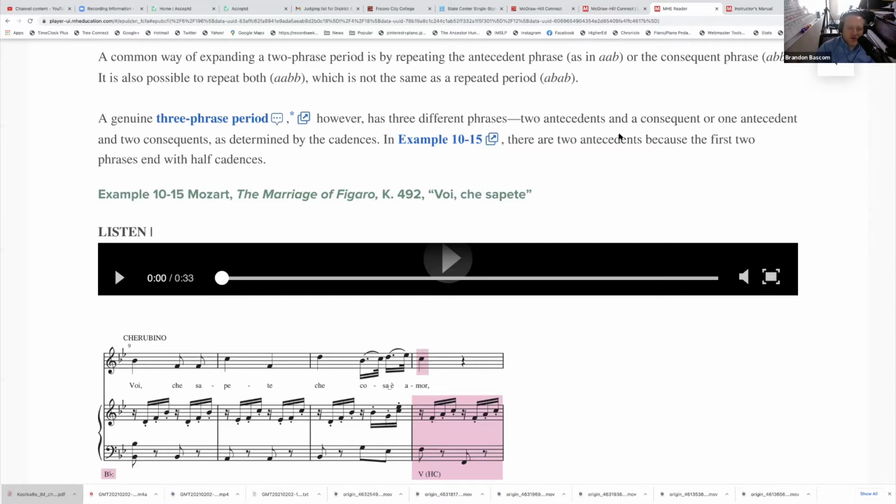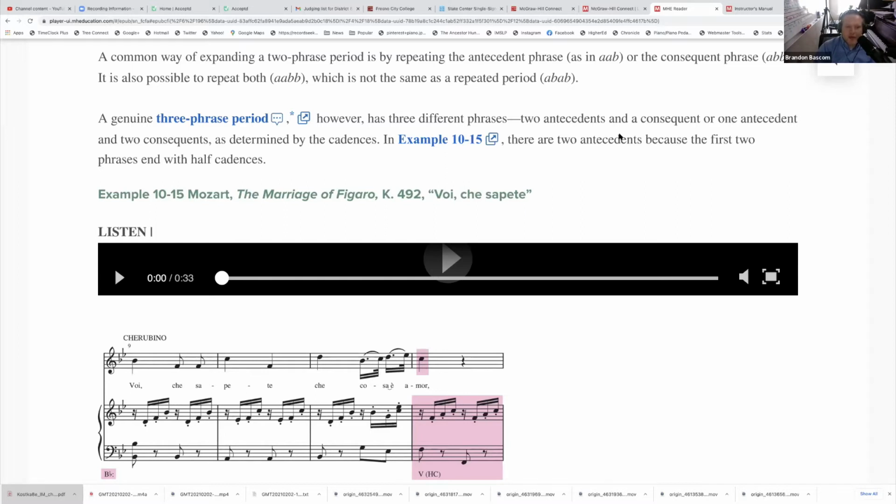It is also possible to repeat both and have an AABB, which is not the same as a repeated period, which is ABAB. Notice there's no mention of my favorite band, ABBA, here. ABBA.